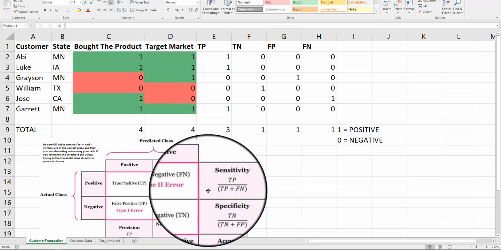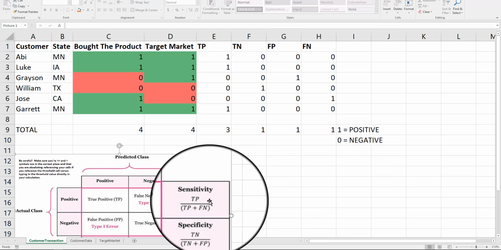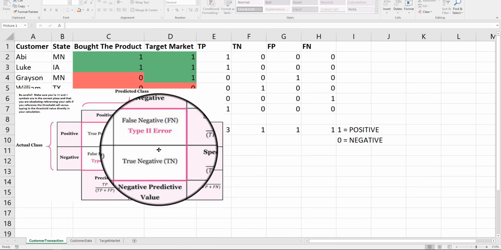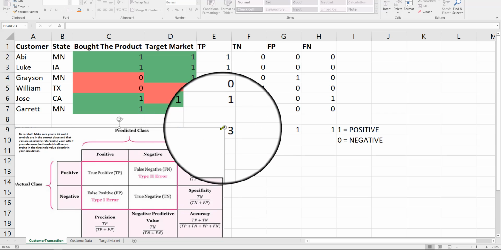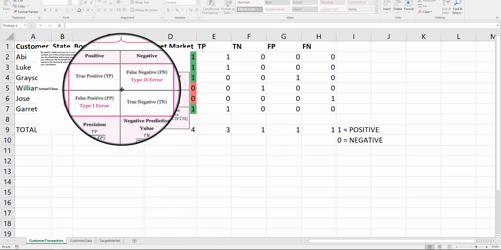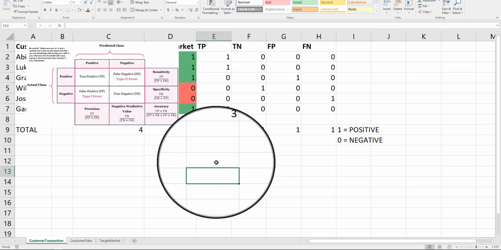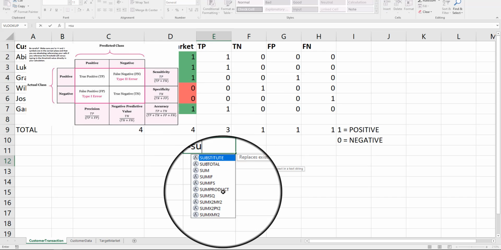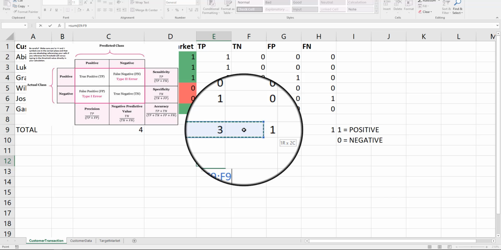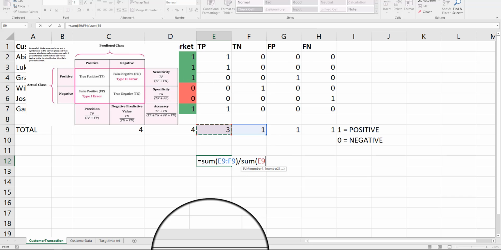Okay, now we want to use that accuracy formula. So what we do, move this guy a little bit so we can see it all on one screen here, is I'm going to take the sum of these two divided by the sum of these 4, and I get a 67% accuracy. Okay.